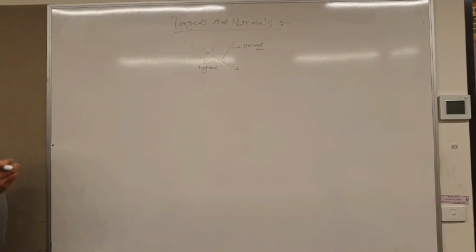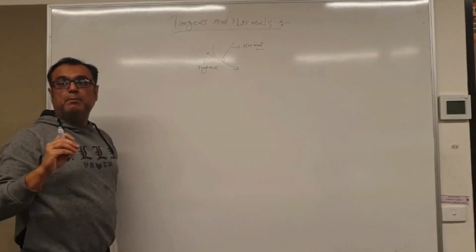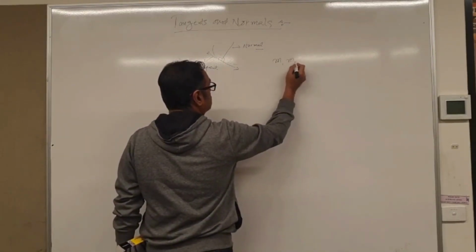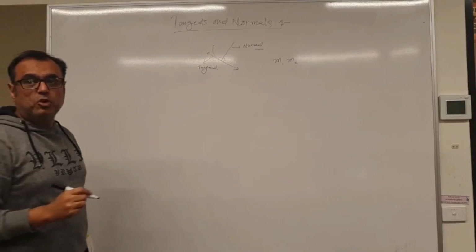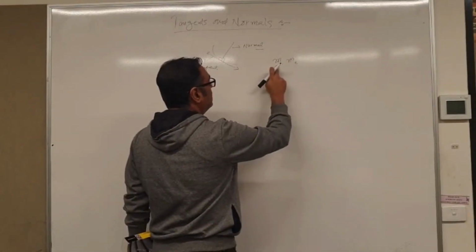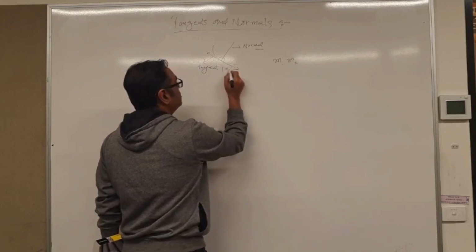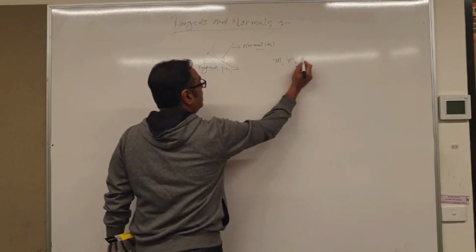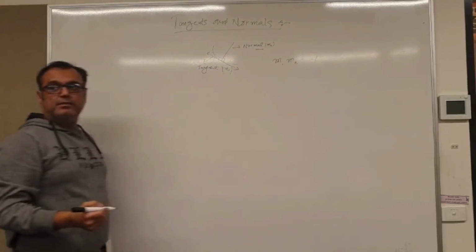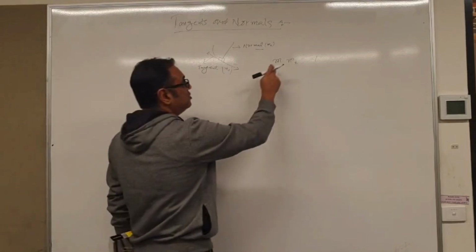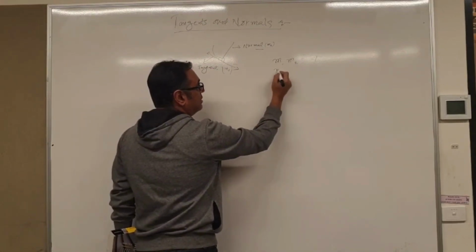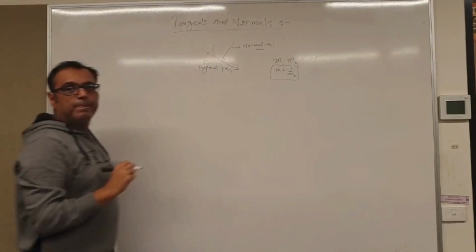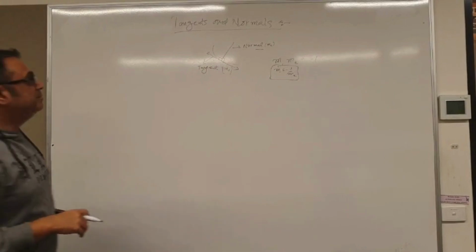Now the relationship between the slopes of two lines when they are perpendicular to each other is, if the slope of the tangent is m1 and the normal slope is m2, and they're perpendicular, then m1 times m2 is -1. So if you know the slope of one line, you can find the slope of the other by rearranging the formula. It's as simple as that.